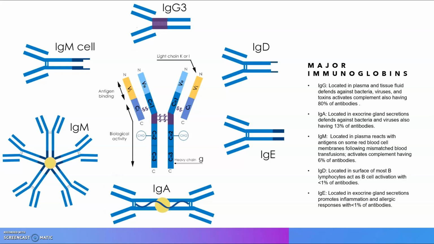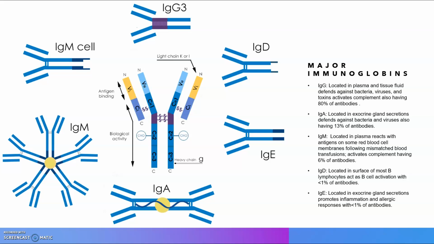IgA is located in exocrine gland secretion, defends against bacteria and viruses, and makes up 13% of antibodies. IgM, located in plasma, reacts with antigens on some red blood cell membranes following mismatched blood transfusion. It activates complement, and makes up 6% of antibodies.